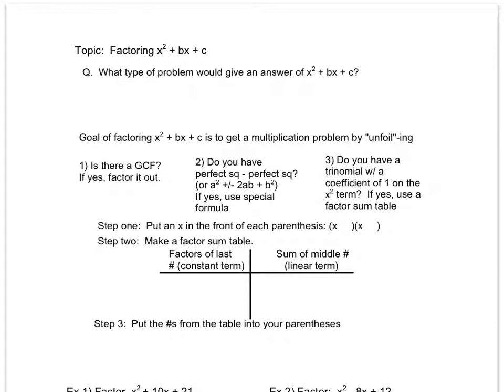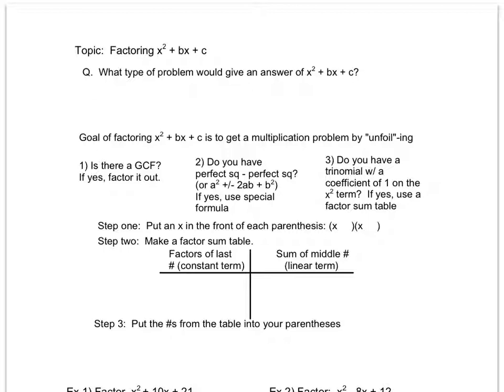All right, so continuing to look at factoring. So now we're going to look at factoring. What happens if you have a formula or an equation in the form x squared plus bx plus c? First thing we would think about is what type of problem would give us this as an answer.